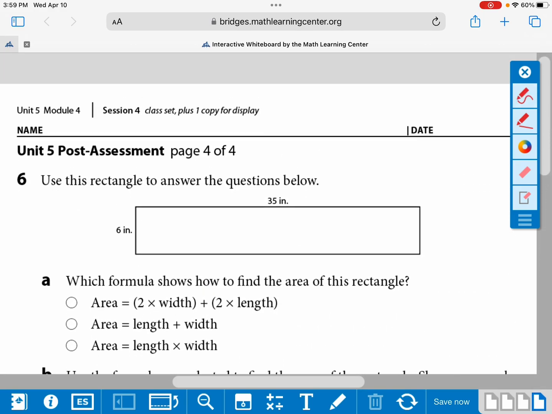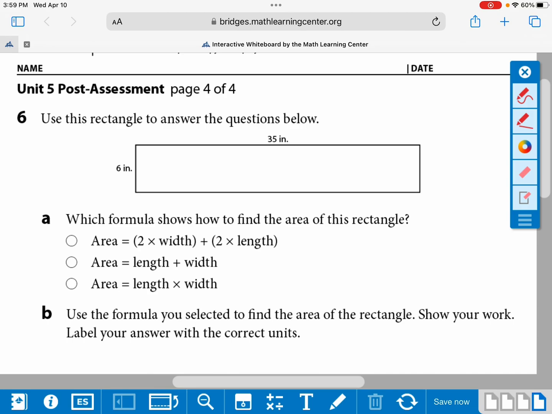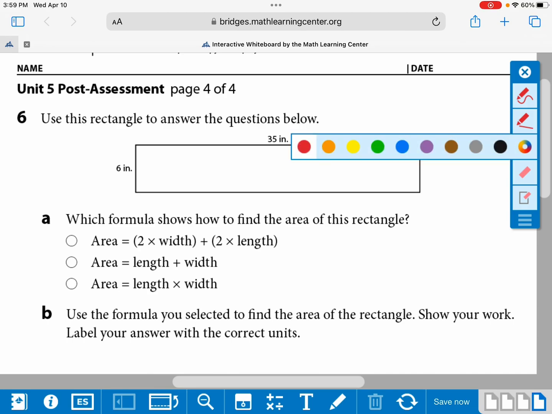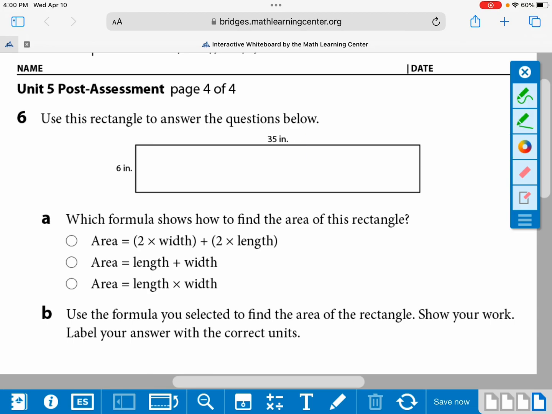All right, area and perimeter. So this threw a few curveballs at some kids, and that's all right. We're still having issues distinguishing between area and perimeter. Area is multiplication for the inside. Perimeter is addition for the outside. And we'll discuss that here.